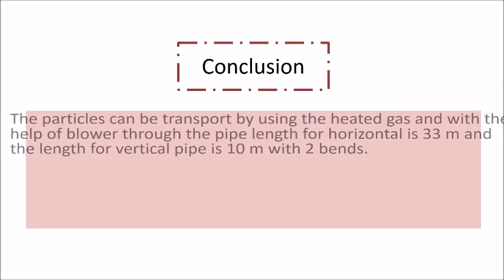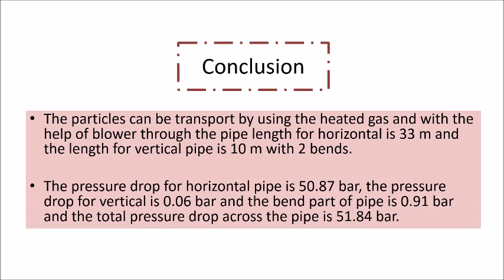In conclusion, the particle can be transported by using heated gas and with the help of compressor through the pipe. The length for the horizontal pipe is 33 meter while the length for vertical pipe is 10 meter with 2 bends.